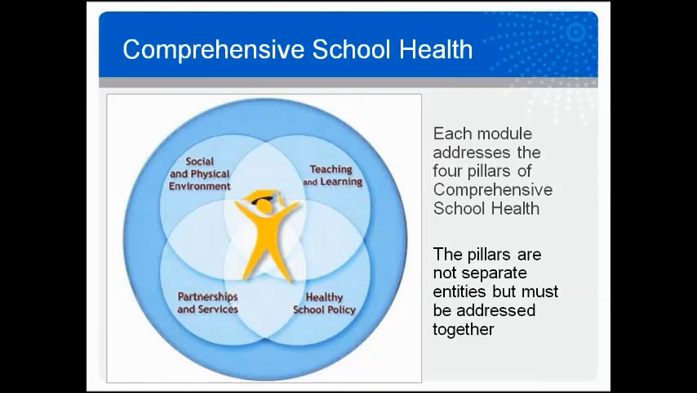And as we mentioned, the Healthy School Planner is built around the Comprehensive School Health Framework. So each module addresses the 4 pillars: social and physical environment, teaching and learning, healthy school policy, and partnerships and services. And it's important to note that these pillars are not separate entities, but they must be addressed all together.